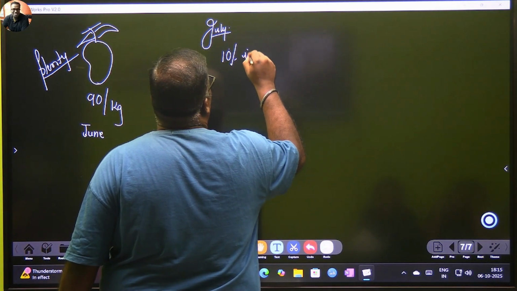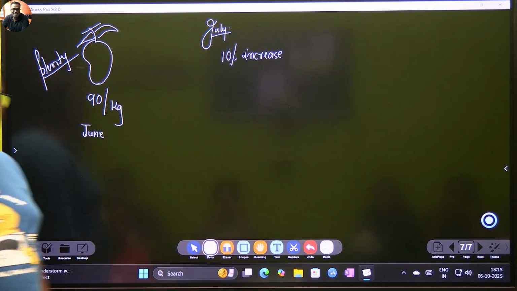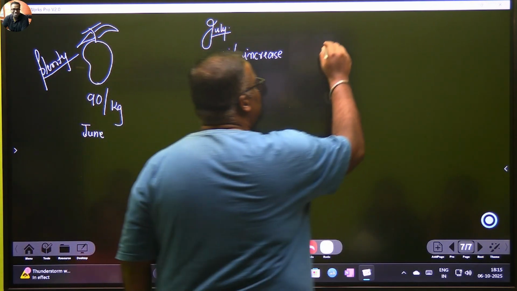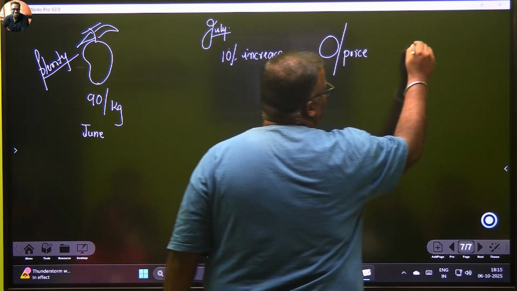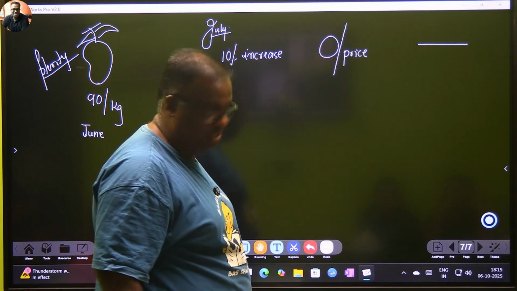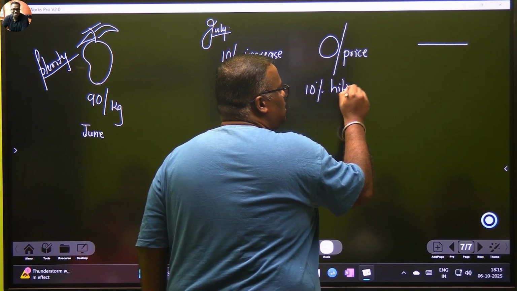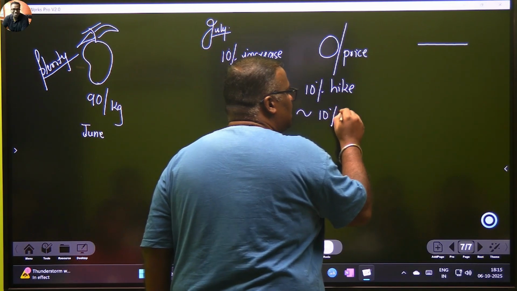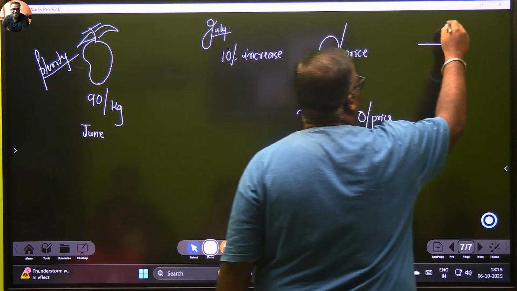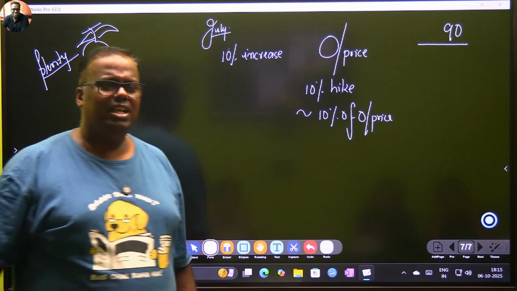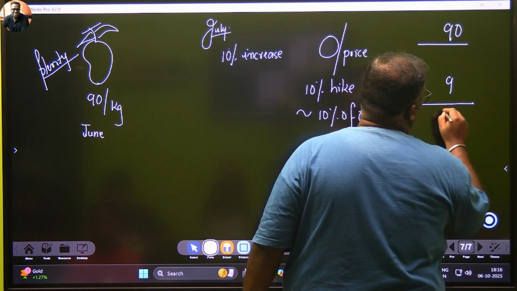10% increase. Now let's apply our common sense. 10% increase means there must be some original price, right? Then there is a 10% hike. This means what? 10% of the original price. Now just put your thoughts. 90 rupees. 10% of 90 is 9. Yeah, 9. So now the price becomes 99.